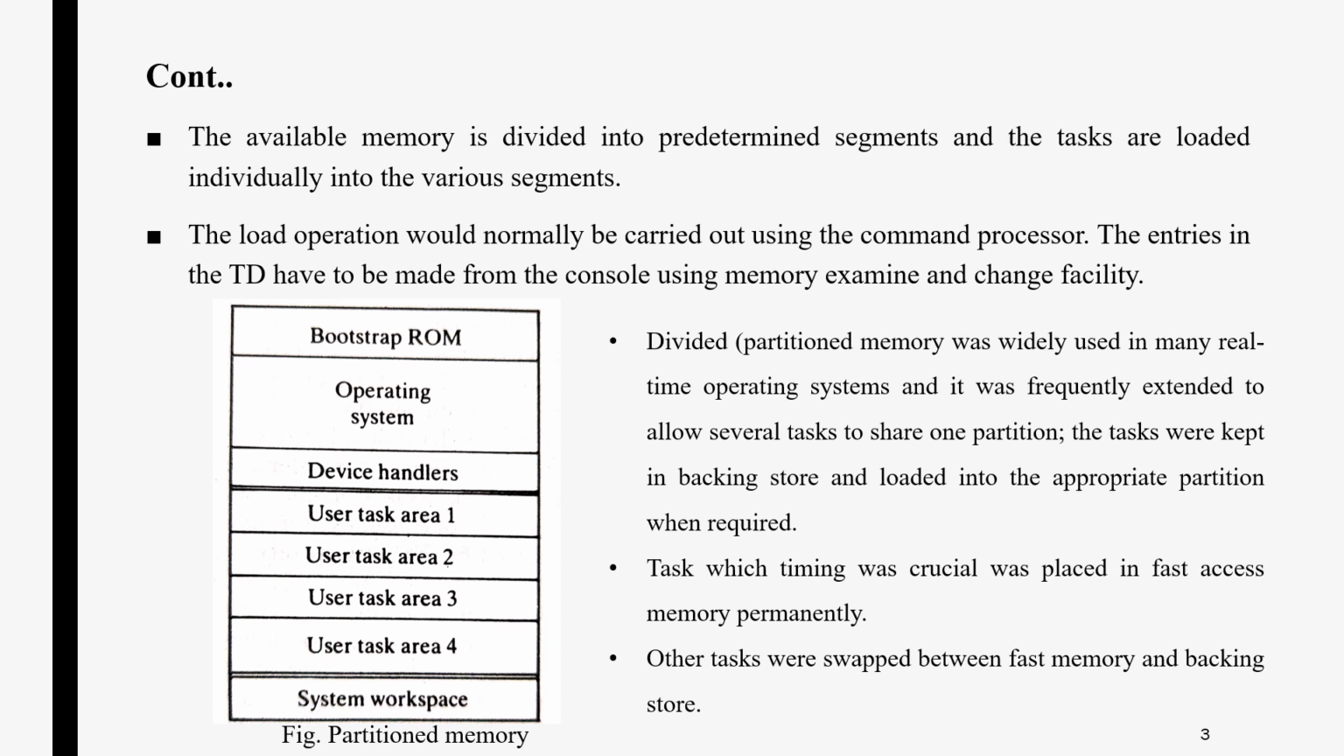The partition memory was widely used in many real-time operating systems, and it was frequently extended to allow several tasks to share one partition. The tasks were kept in the backing store and loaded into the appropriate position whenever required. This is called demand loading. Whenever it is required, by demand, the data content will be loaded into the main memory. The tasks whose timing was crucial were placed permanently in the fast access memory, while other tasks were swapped between the fast memory and the backing store.